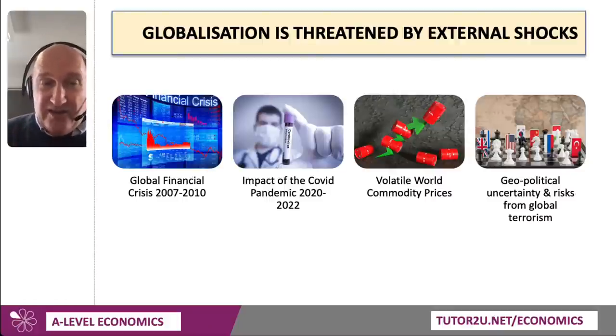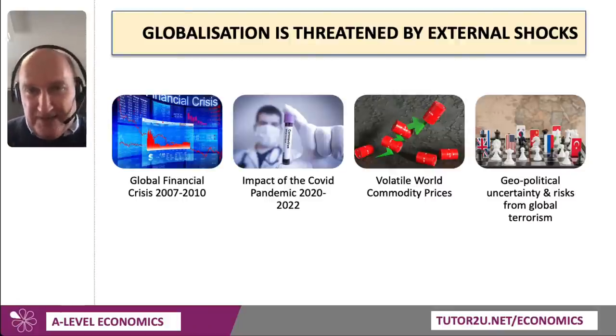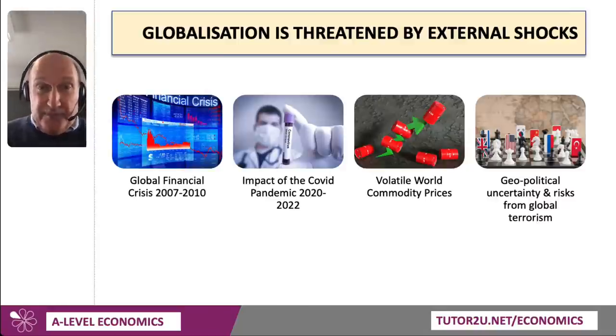The global financial crisis hitting countries like Spain and Greece, amongst others. The impact of the pandemic affecting low-income countries especially. Very volatile world commodity prices. Somebody mentioned primary product dependence there. And the wider threats from geopolitical uncertainty. Clearly, we see that at the moment, and the risk from global terrorism. So globalization has many advantages, but the increased susceptibility to external shocks is something I would definitely focus on in an evaluation question on globalization.